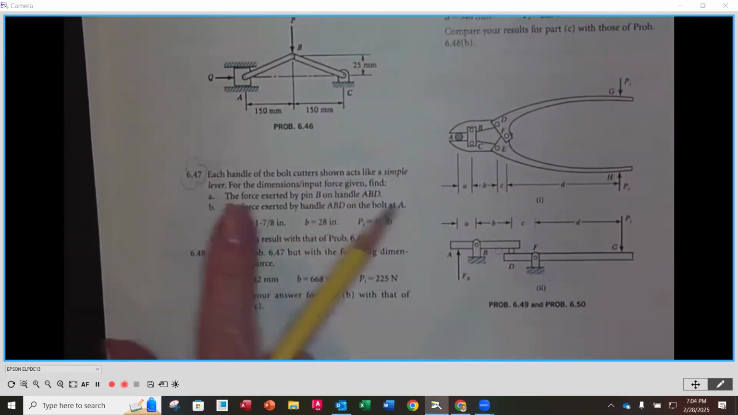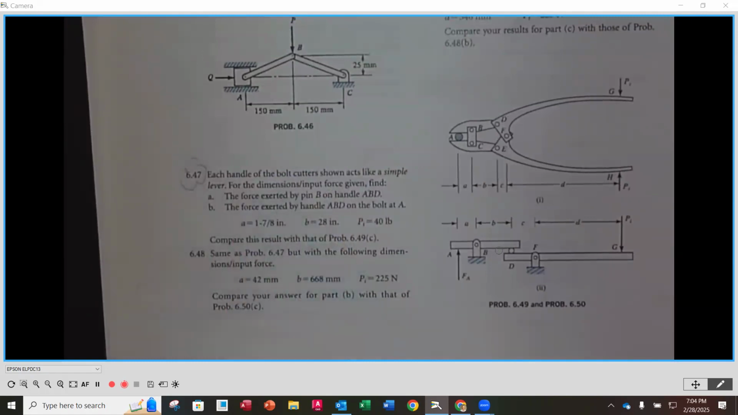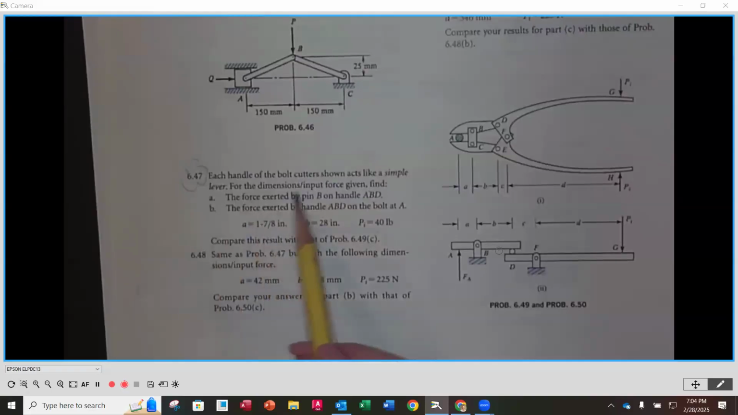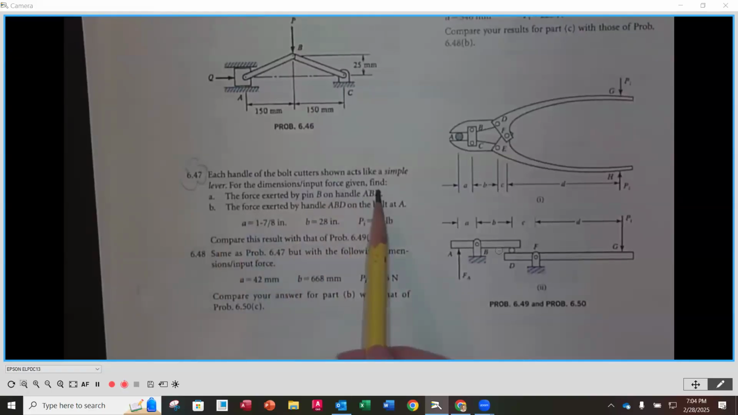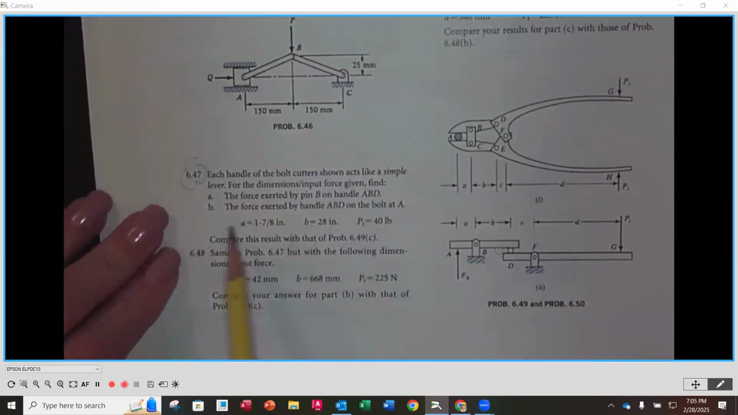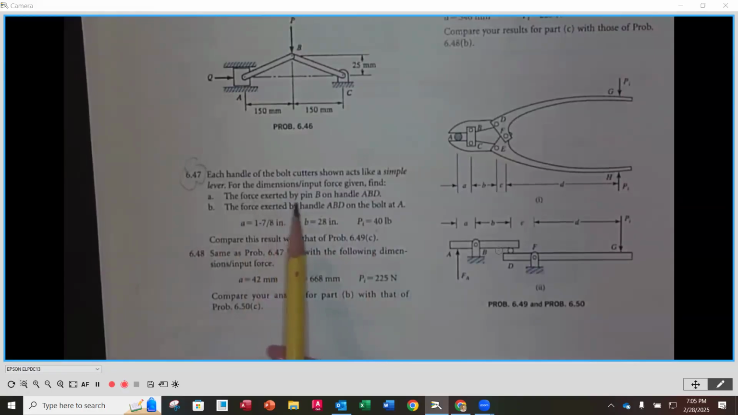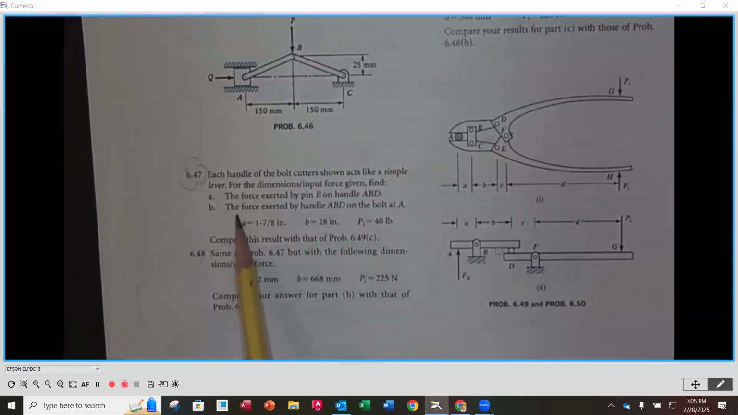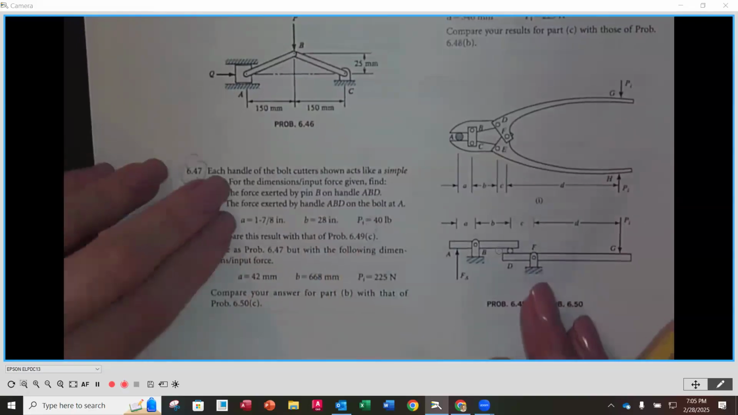So this is going to be for each handle of the bolt cutter shown acts as a simple lever, just like we saw earlier, for the dimensions and the input force given. And here are your dimensions, A, B, and P. You want to find the force exerted on that pin B. And then you also want to find the force exerted by the handle AB to the bolt at A.